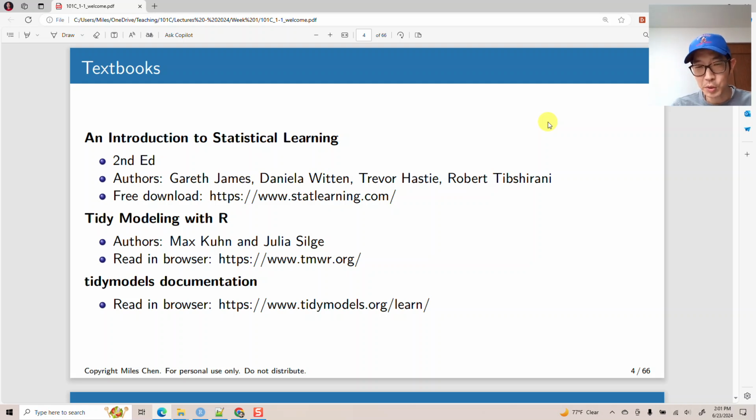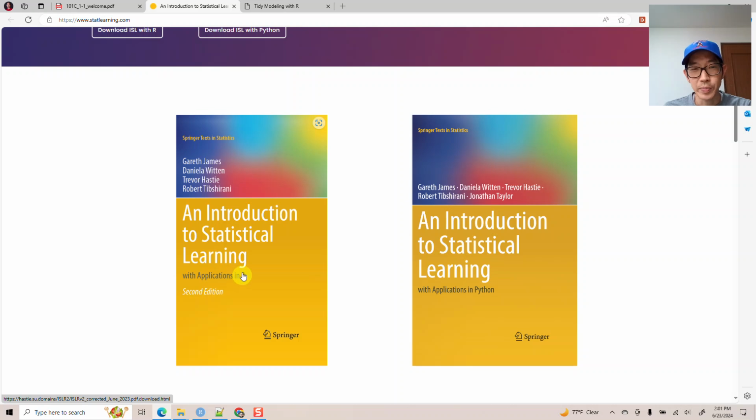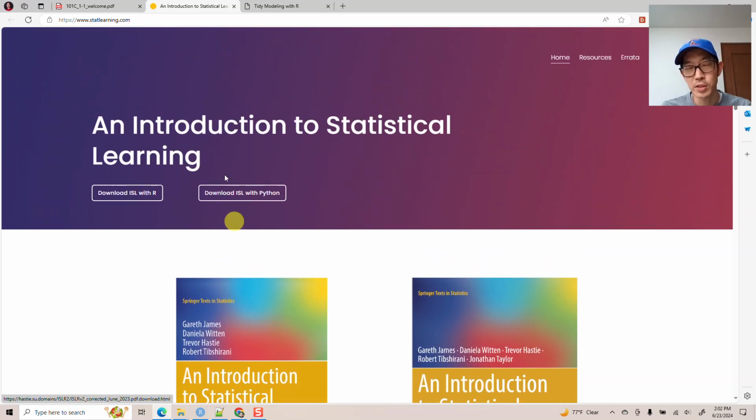Okay, the textbooks that we will be using is one is Introduction to Statistical Learning. Let me open that. And the other is Tidy Modeling with R. Both of these are free to read or download. So you can download Introduction to Statistical Learning. And this one is ISL with R, and this is ISL with Applications in Python. This is actually pretty much the same book as this. The illustrations and whatnot are still made in R. It's just kind of the homework exercises and the labs are done in Python. But other than that, they're pretty much the same textbook.